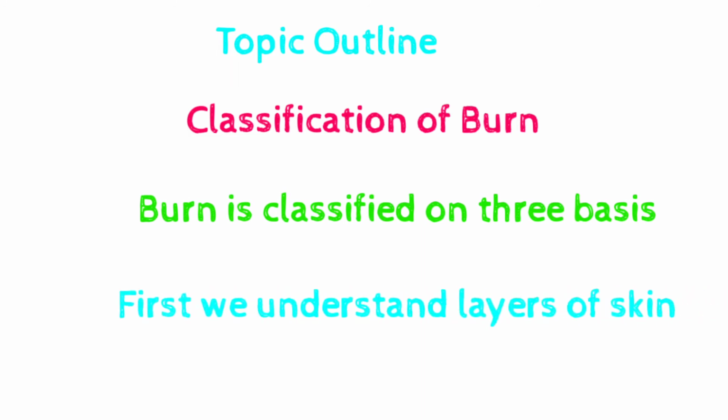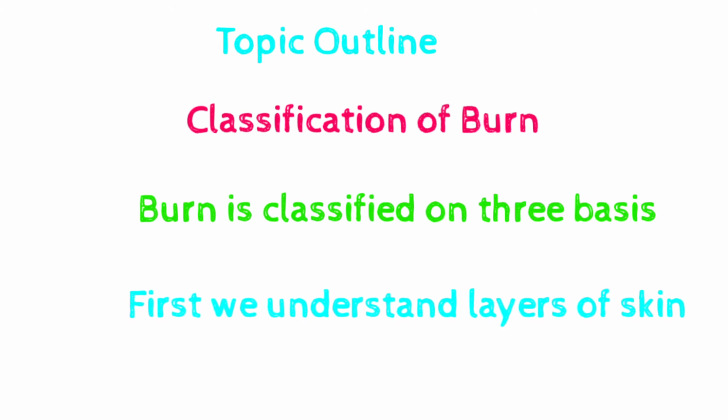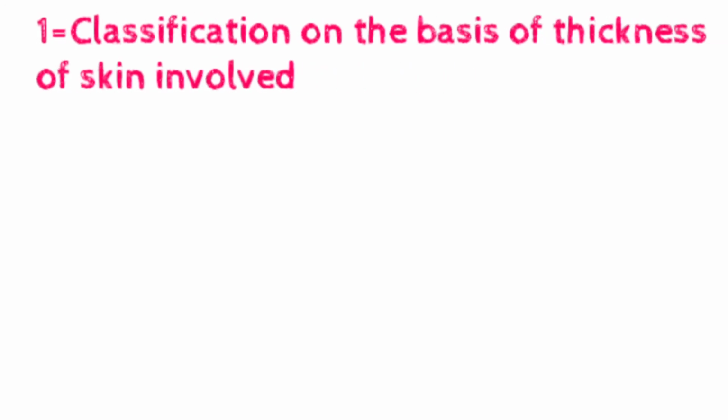Now burn is classified on 3 bases. Before classification, first we understand the layers of skin. Now look at this diagram. On the right side, the layers of skin are mentioned. The first layer is epidermis, then dermis, and the dermis is divided into two: upper papillary and lower reticular. Papillary contains capillaries, and lower contains collagen fiber.